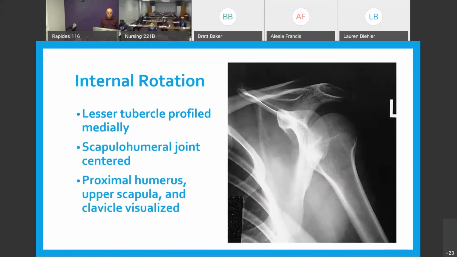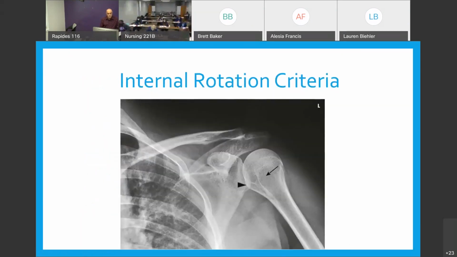All right, now look, this is your lesser. Look how much overlap we have of that triangular part of it right there. That is your lesser tubercle overlapping the glenoid cavity. Okay, and this has got internal rotation. It says lesser tubercle profile medially, which is definitely pointing medially over the glenoid cavity. Scapulohumeral joint center, proximal humerus, upper scapula, and the clavicle is visualized.